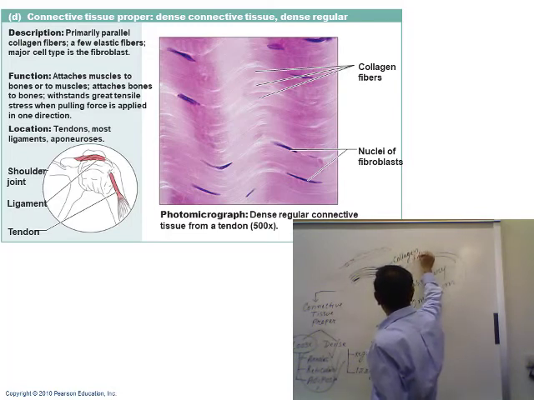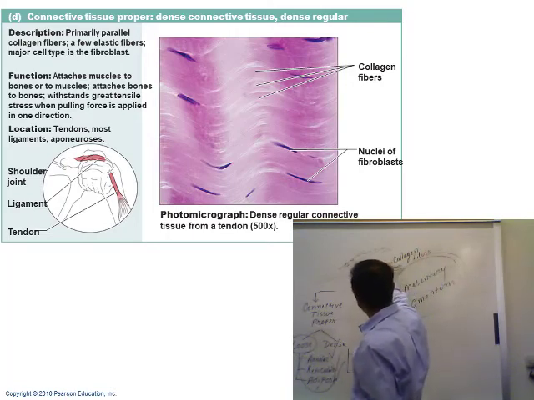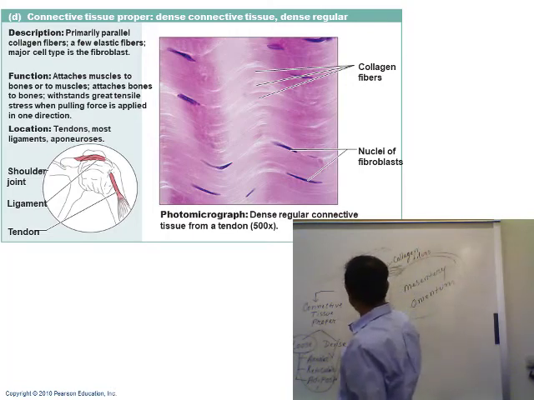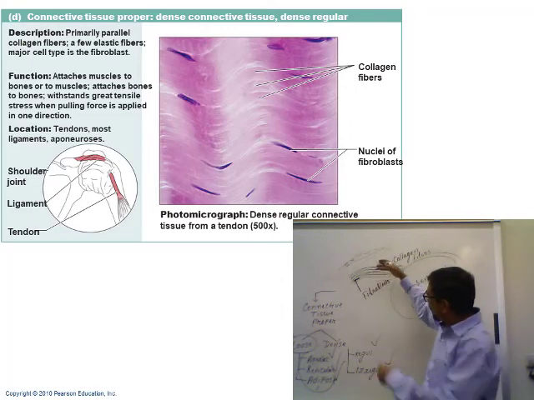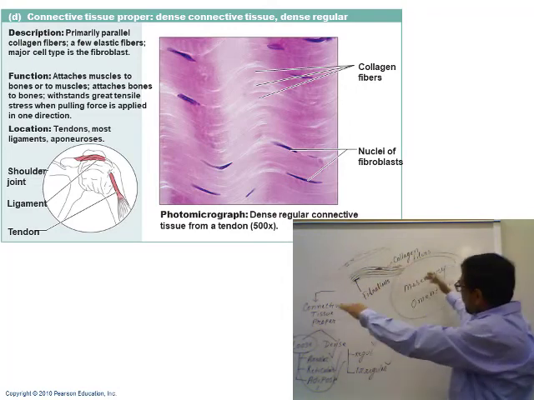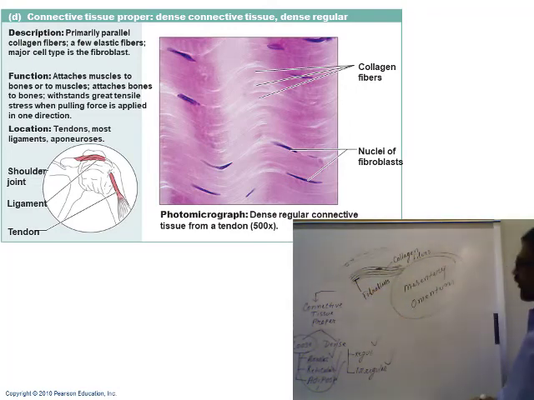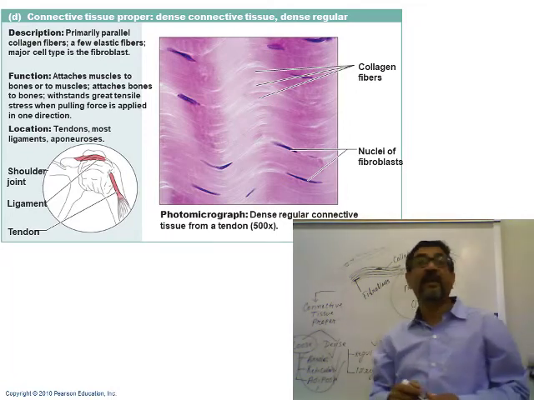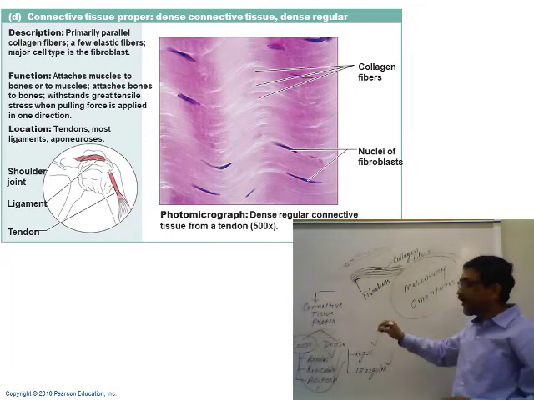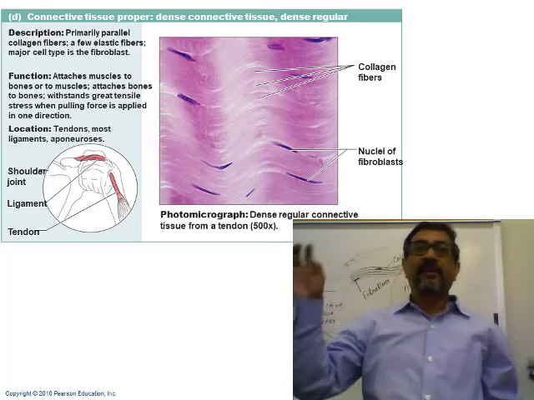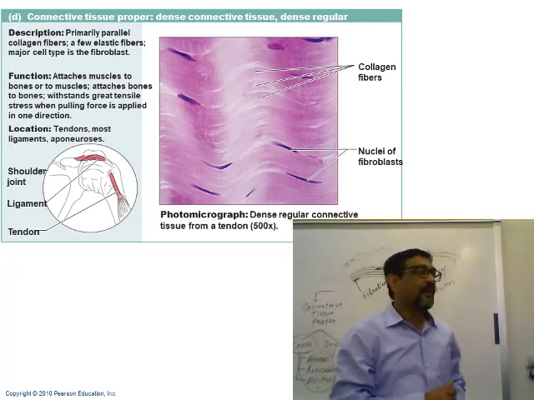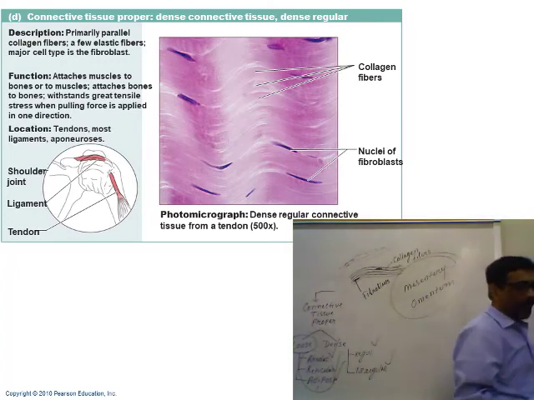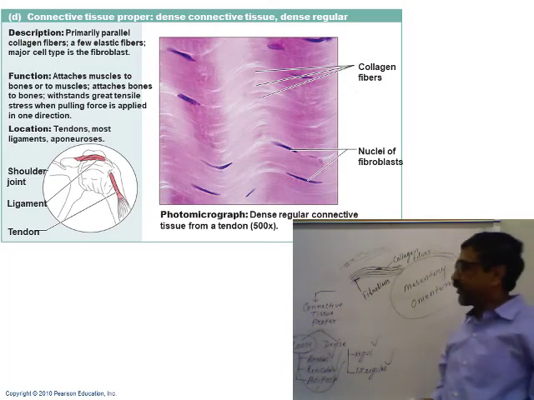Collagen fibers and fibroblasts are the cells. But the main thing here is that these fibers are going the same way, in the same direction. That's why it is called regular. Where you will find dense regular, write it down: tendons and ligaments.